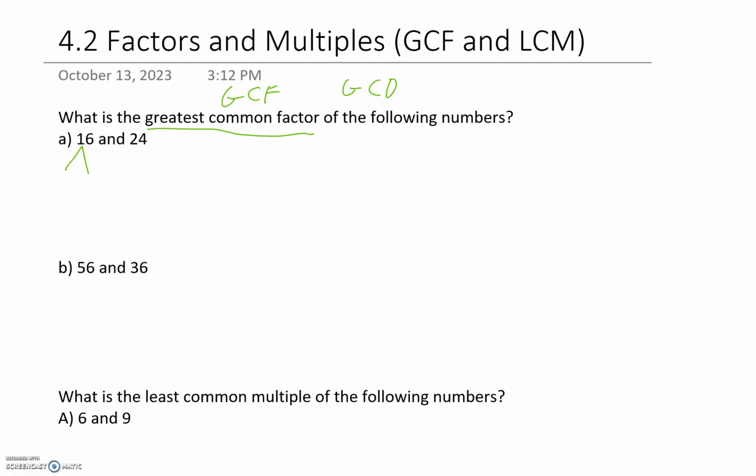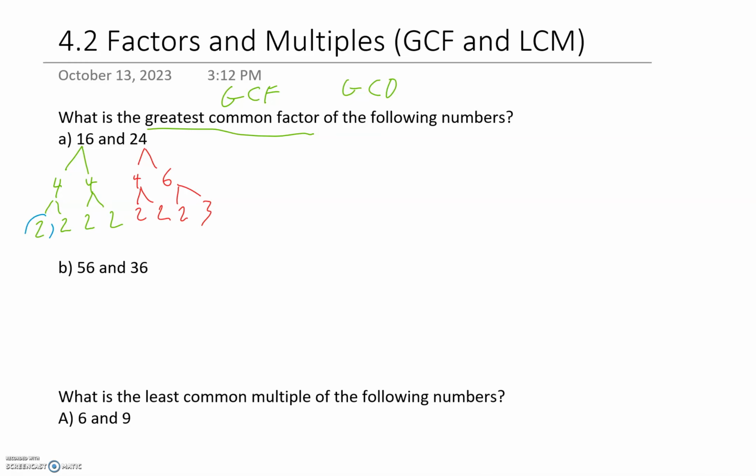So we're going to just basically do a prime factor tree for each of these numbers. Okay, now let's do it for 24. So we're going to have 4 and 6, 2, 2, 2, and 3. And now what we're going to do is start circling things that are the same in the two different trees.